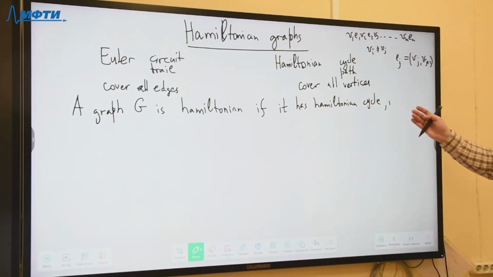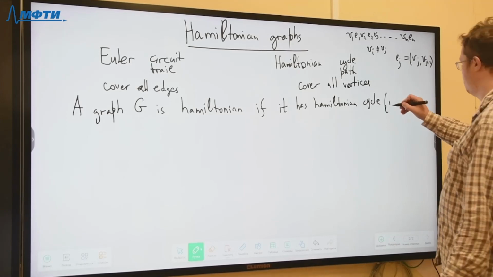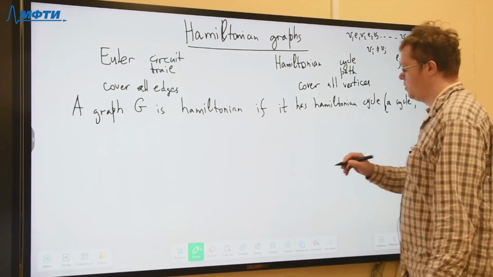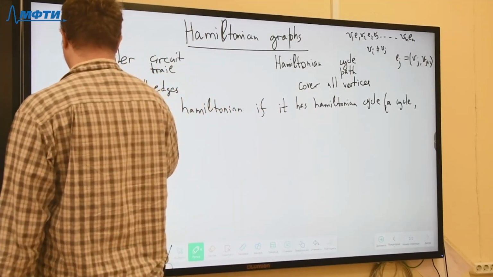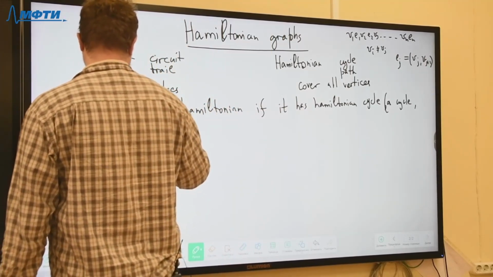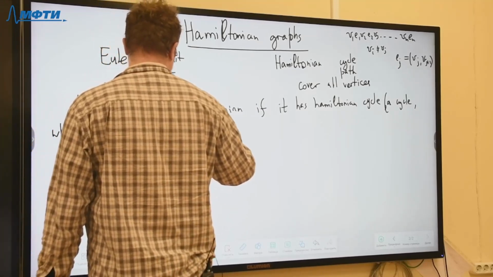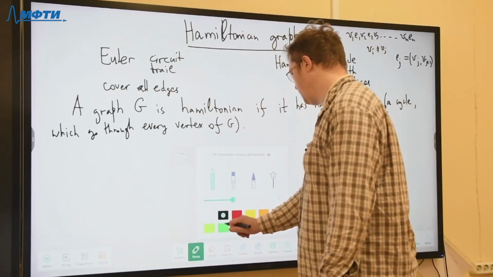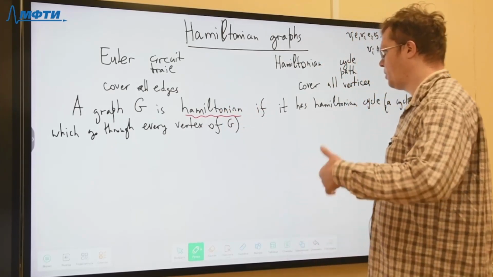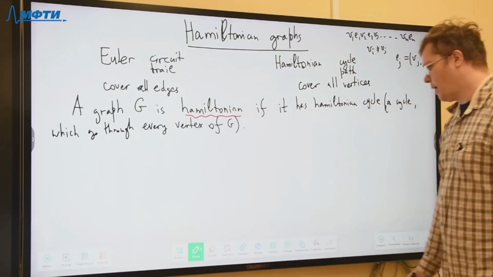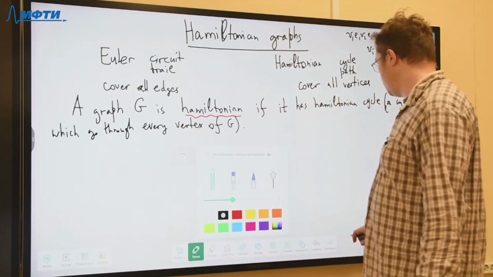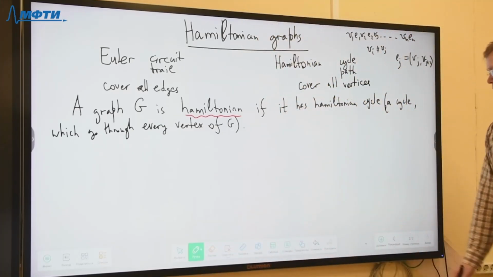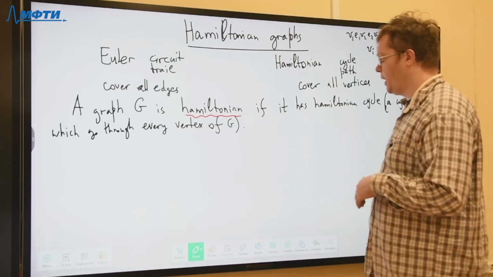So by Hamiltonian cycle, I mean a cycle that goes through each vertex of graph G. And so we can talk about Hamiltonian cycles and Hamiltonian paths, and we want to have a criterion for a graph to be Hamiltonian. But this problem is more complicated than the previous two problems.